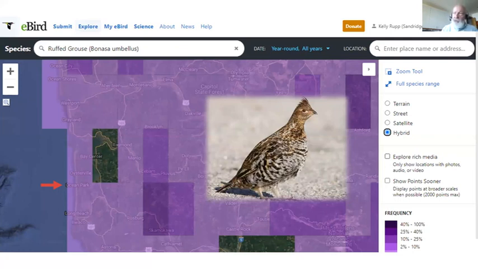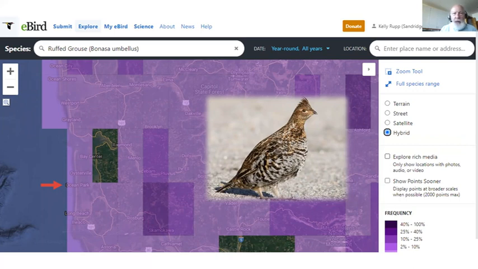Interesting enough, by the way, a couple of resources: eBird.org. I'm presuming that most of us are aware of it. Most of the non-birding groups I talk to are not aware of it. But eBird.org does a great job of mapping out what birds you should be seeing in your area.